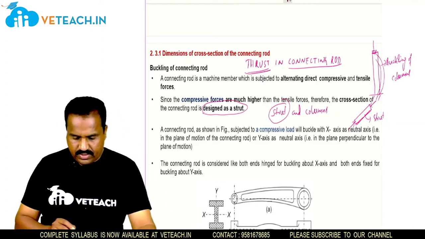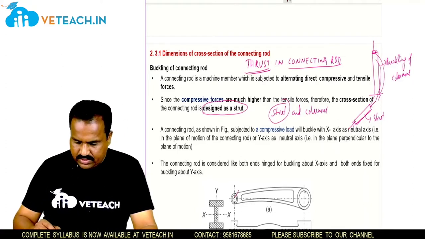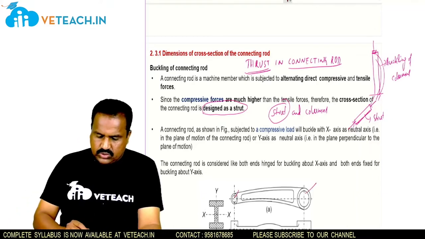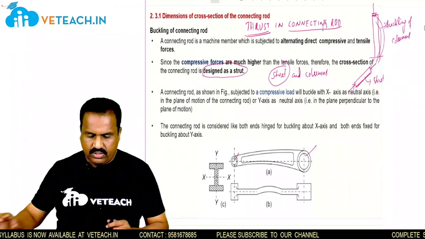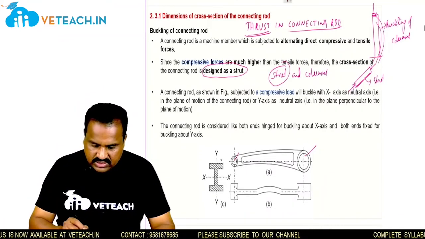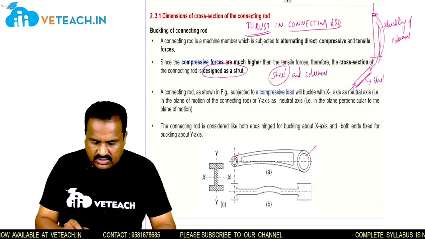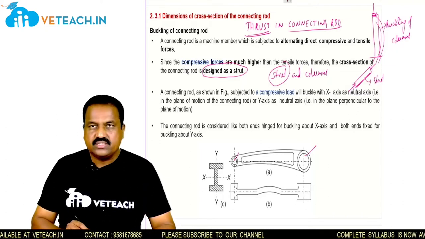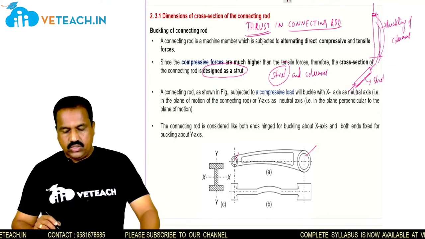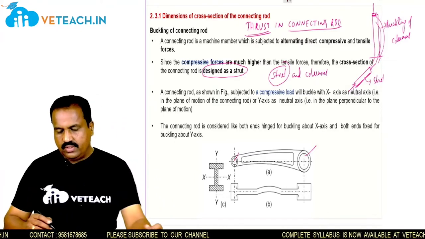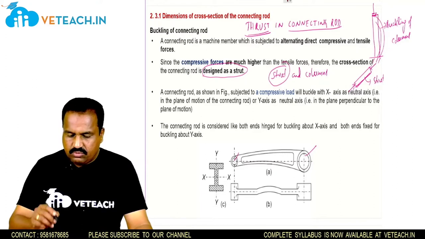And you see this. It is the small end. This is the big end. If you see the cross section of this connecting rod, you have this, the I section. You have the horizontal centroidal axis XX and the vertical centroidal axis YY. Because of the compressive load, definitely this is subjected to buckling.